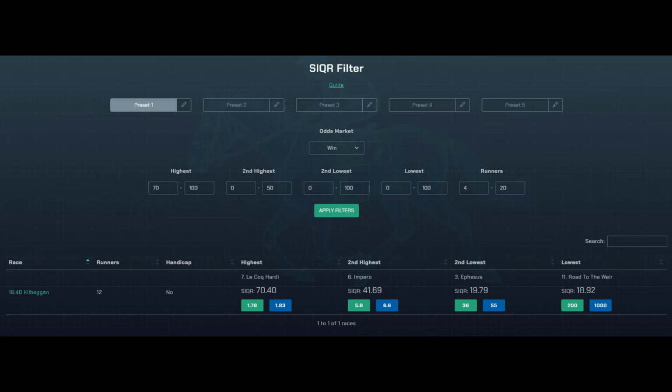So here's my challenge for you. Don't just copy the filter I've used in this video, ask yourself, what type of race am I actually trying to find? Once you can find the answer to that question, the SIQR filter becomes a very powerful tool. And unlike me, it never gets tired, never needs a coffee, and never spends 20 minutes analysing a race before realising it was looking at yesterday's card.